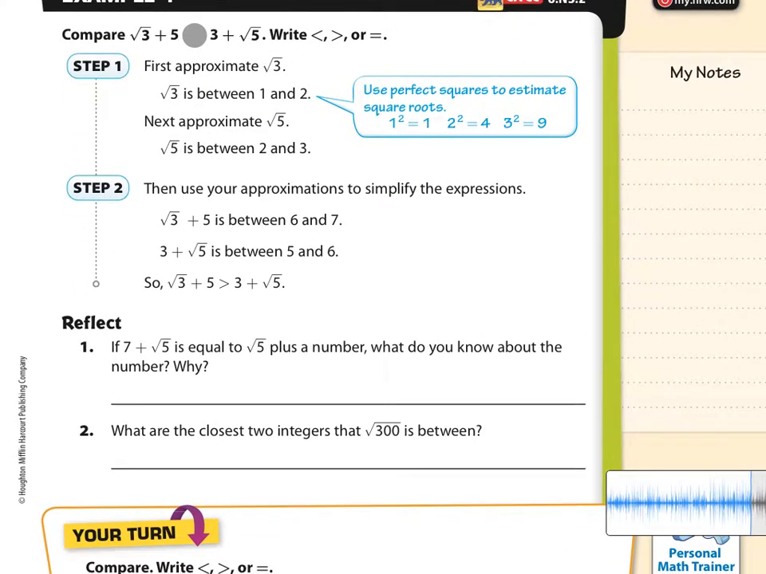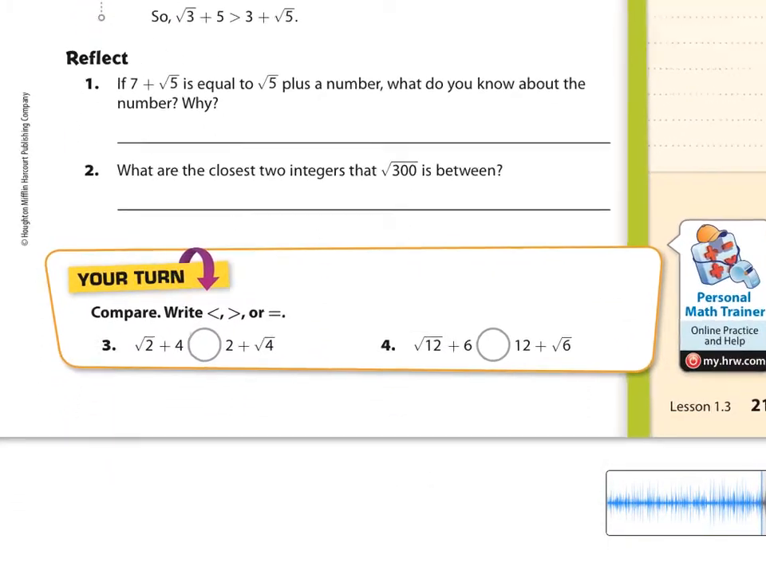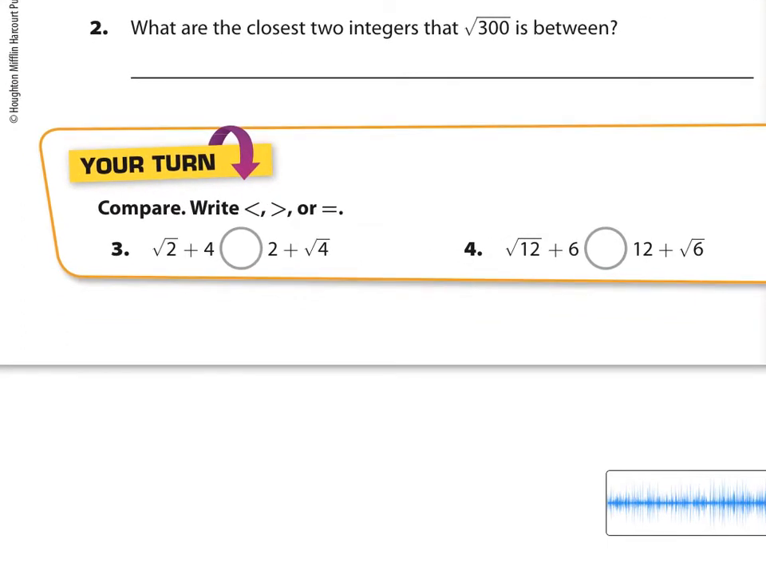So there's a couple examples here that you could look at, but we're going to go directly to the your turn. I would like you to try one of these. I'll do one, and then try the other one before you see my answer. So number 3, we have the square root of 2 plus 4, right? So we have something plus 4. I know how to add 4, but this square root of 2, I'm not sure what it is. And then on the right side, I have 2 plus the square root of 4. I know what that is, right? That's 2.